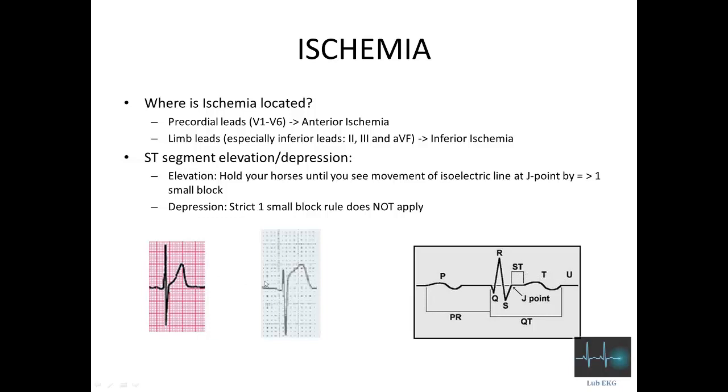Now, if you look at these 2 leads, which one do you think is the one that's showing ST segment elevation, or at least showing it the most? That would be the right one, because if we look at the J point here, it's not so much shifted upwards, a little bit maybe, but not much. But here, the J point, which should be somewhere here, is shifted a whole big block up.